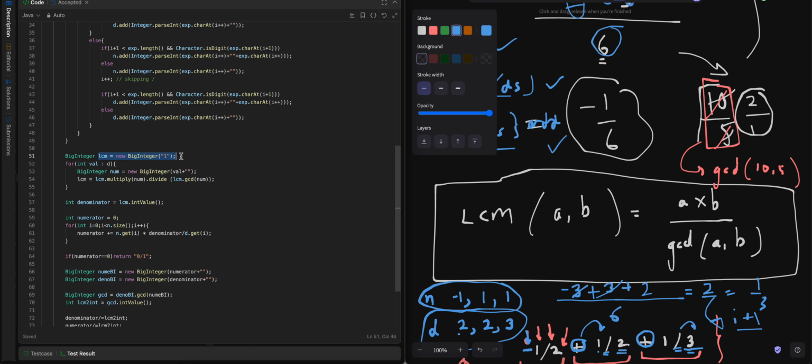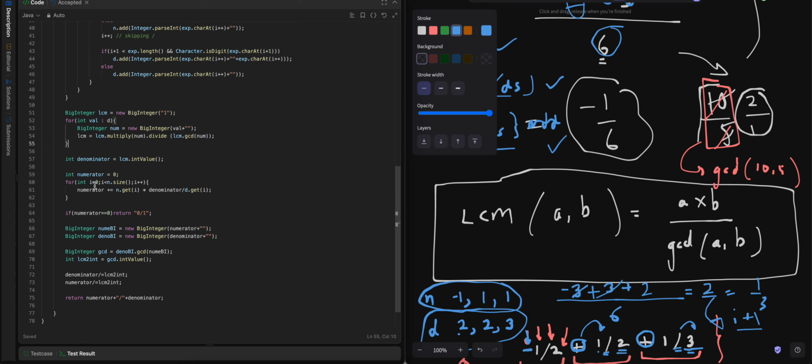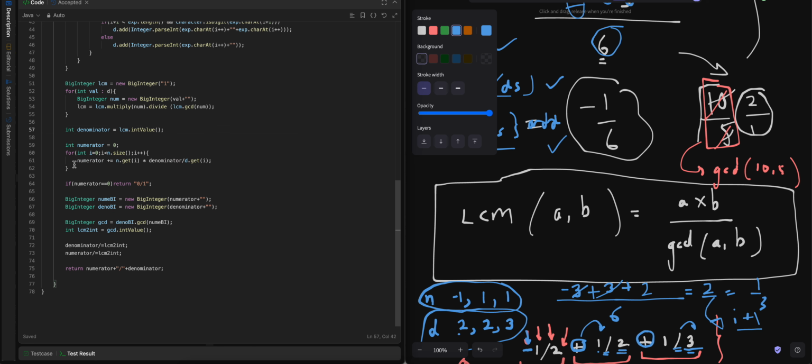I defined the initial LCM value as 1. Then one by one I picked up the values from the denominator and kept updating the LCM by finding the LCM of all the pairs. So I got the LCM of all the denominators. Since this value was a big integer, I got the denominator by converting it to an int value. So up till now we have got the denominator.